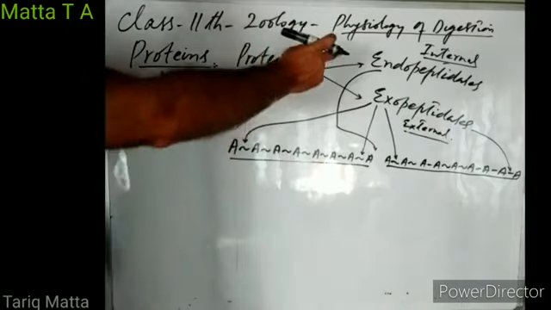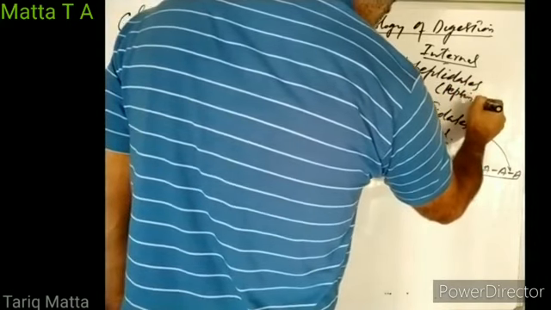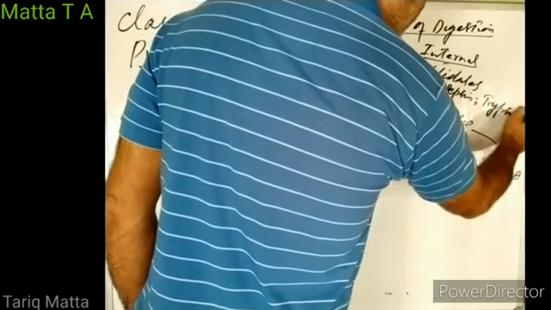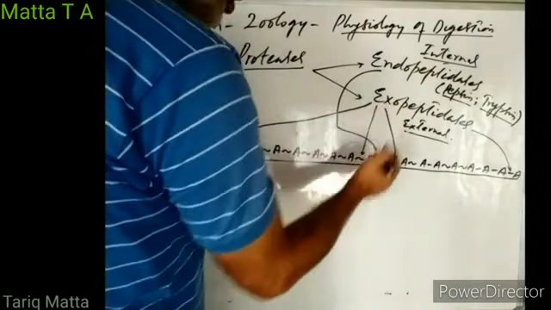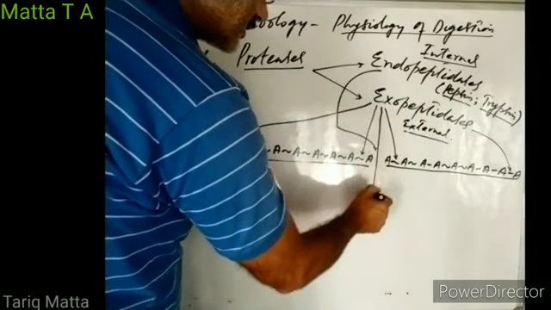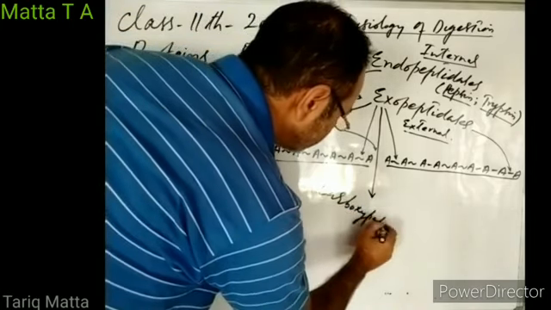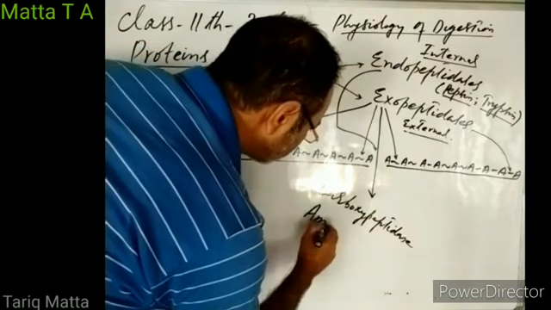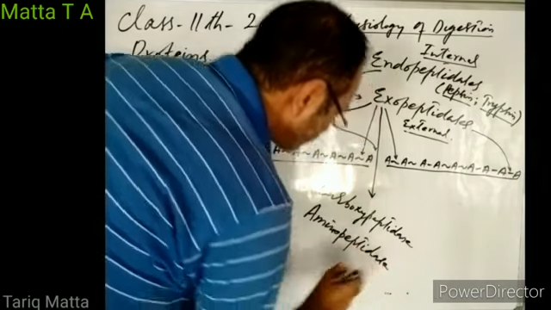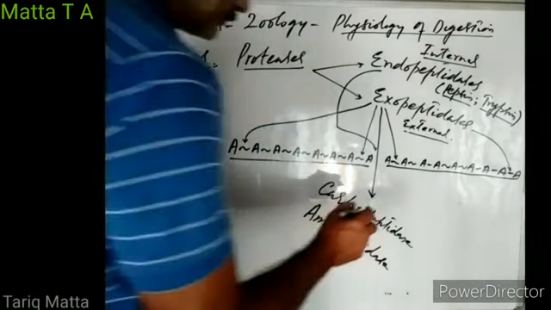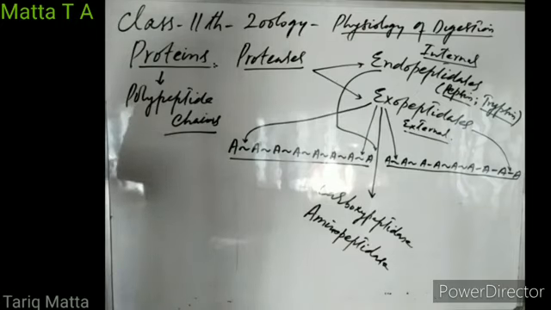So those proteases which break the terminal peptide bond of a polypeptide chain are known as exopeptidases. The examples of endopeptidases are pepsin and trypsin. The examples of exopeptidases include enzymes like carboxypeptidase and aminopeptidase.